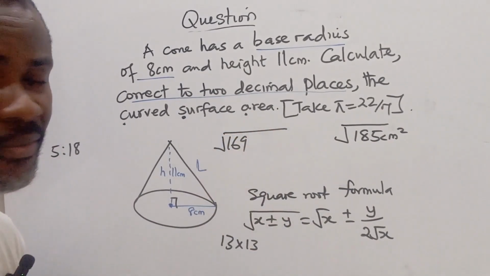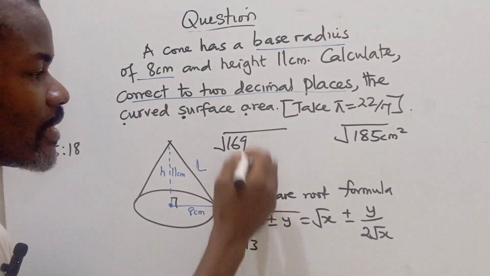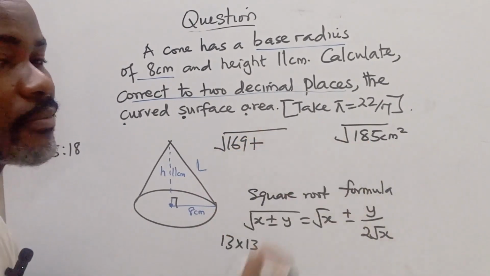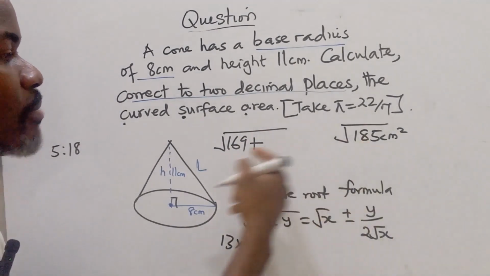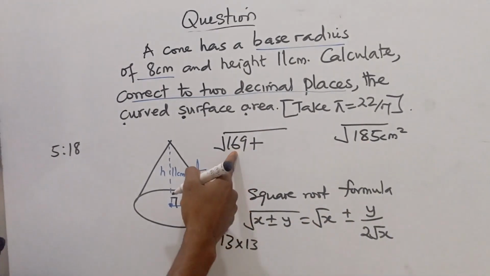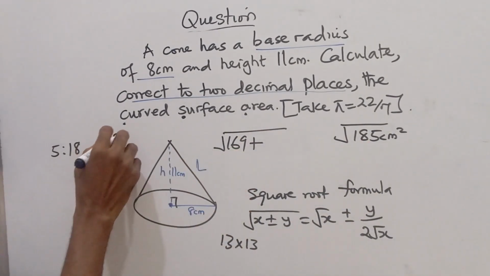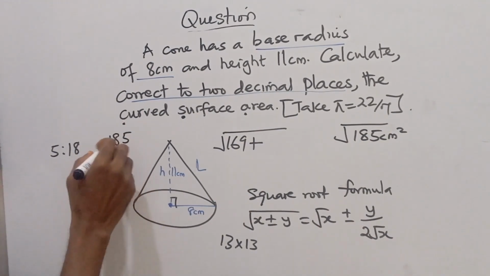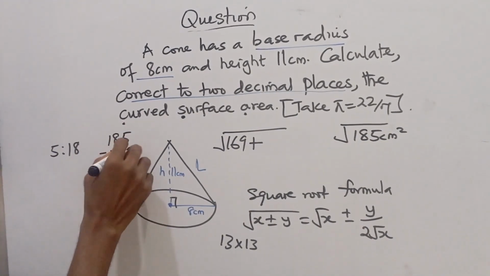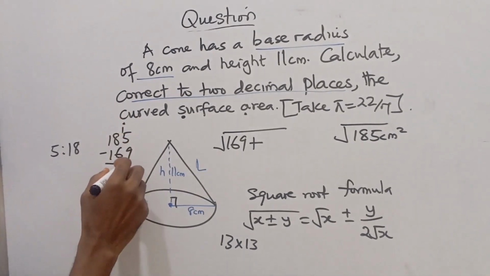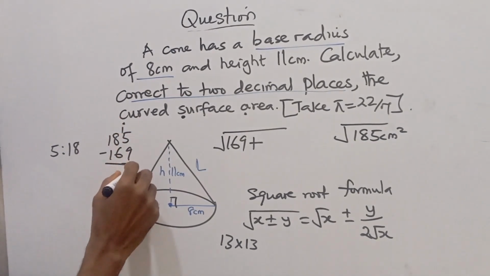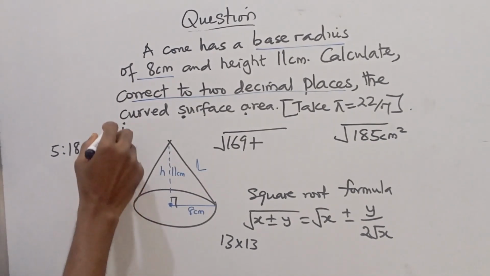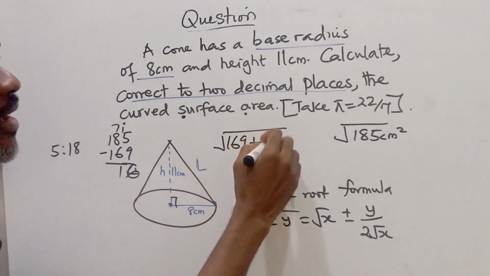169. So 169 plus what will give us this? Let's check it, this minus this. I have 185 minus 169. So this is 15 minus 9 is 6. So 7 minus this is 1. So we have 16.